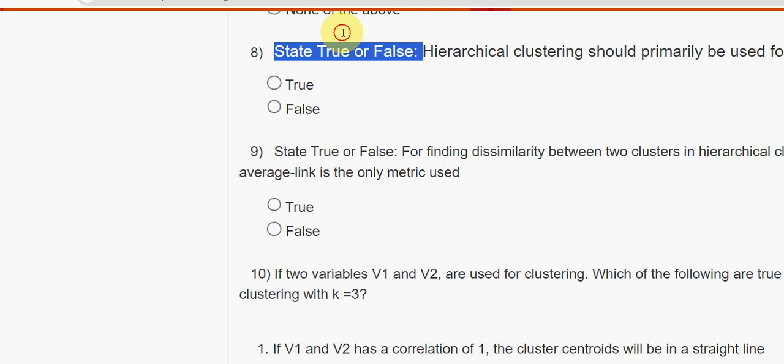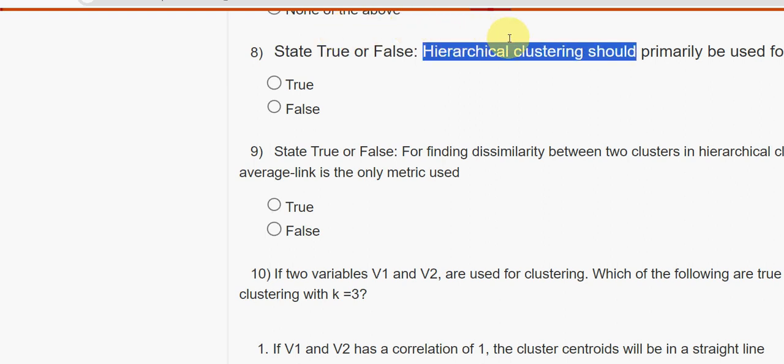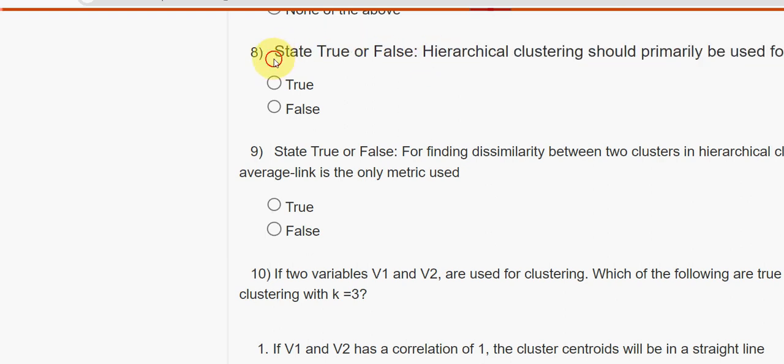State true or false. Hierarchical clustering should primarily be used for exploration. So for eighth question, it is true guys. Now moving on to the ninth question.